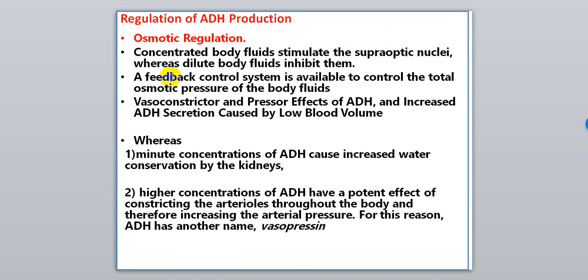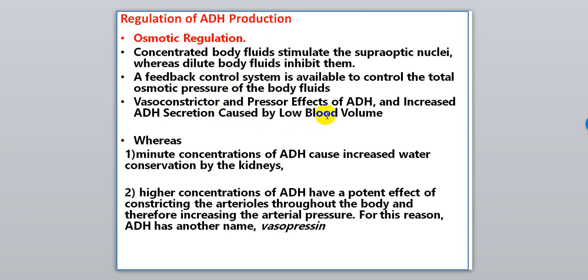The first point of controlling: a feedback control system is available to control the total osmotic pressure of body fluids. It says that this feedback mechanism is very important. When there is an increase or decrease, it sends a sense to increase secretion or inhibit secretion, which is very important so that the level of hormones inside the body stays within the normal range, no more, no less.